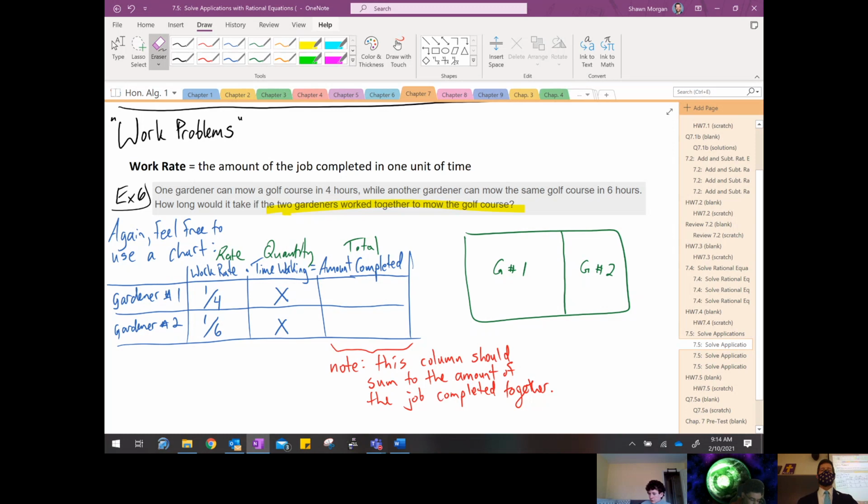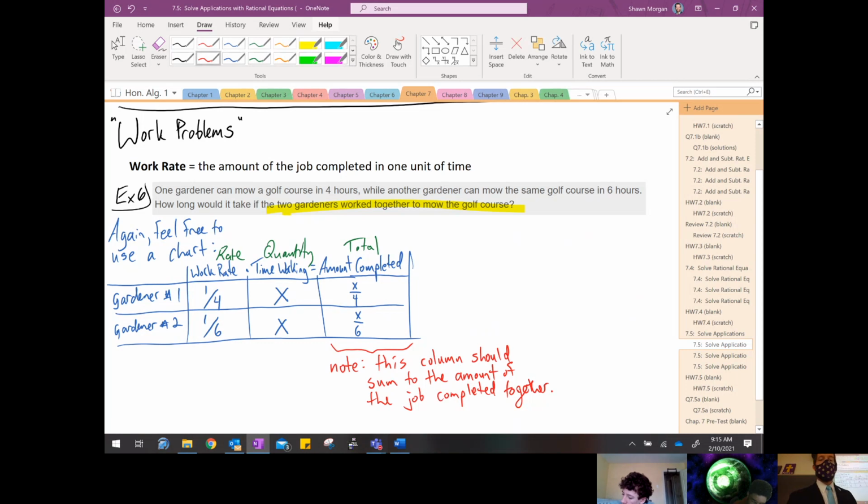Right? No? All right. So we multiply from left to right. Hogan, help me with that top box. What's 1/4 times X going to yield? Yeah, very good. And I'm going to actually write this as X over 4, just personal preference. And then down at the bottom, it's going to be X over 6. And what we're going to do now is combine those two. Here's how we're going to write up our equation. We're going to say X over 4 plus X over 6 equals 1 whole job.